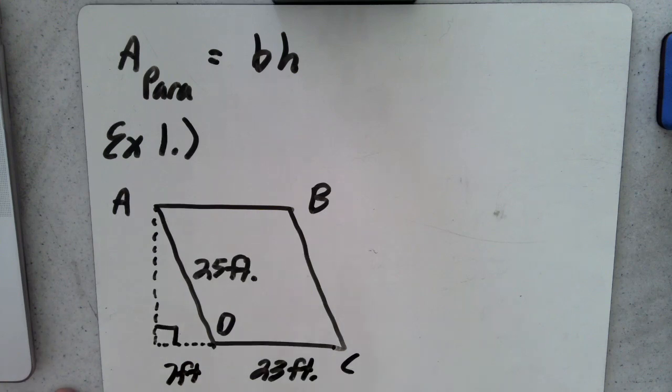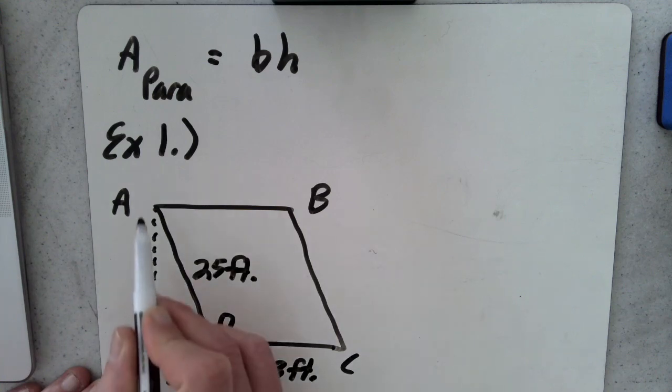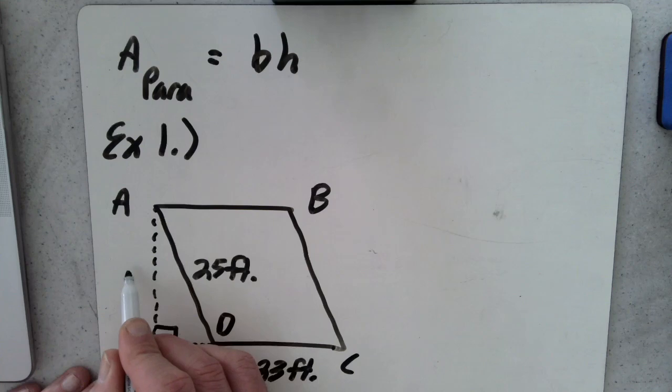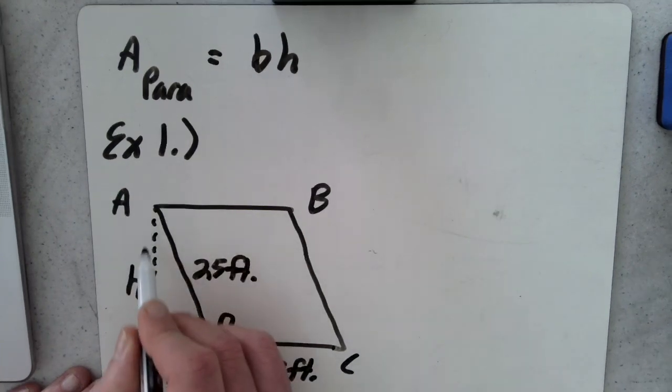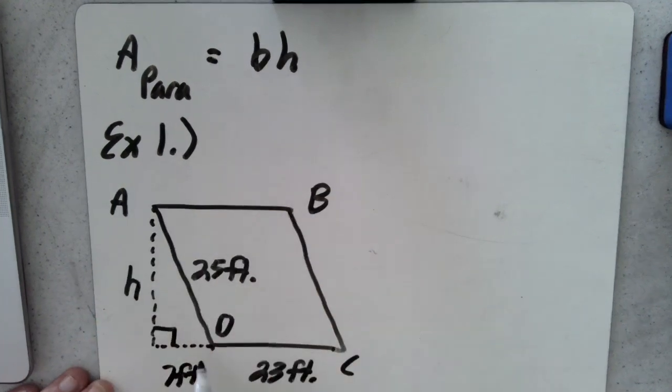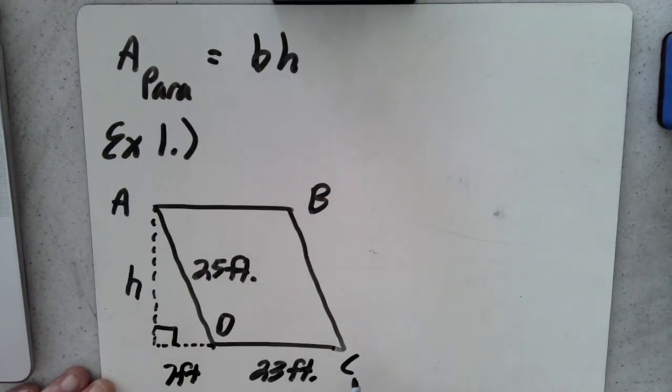So the first one you always want to look for is the height. And the height is going to be the altitude. So it's the distance between the two bases such that there is a right angle. So this here would be my height, this dotted line right here, which means we're going to have to find that. And therefore I could say either AB or side DC are my bases.